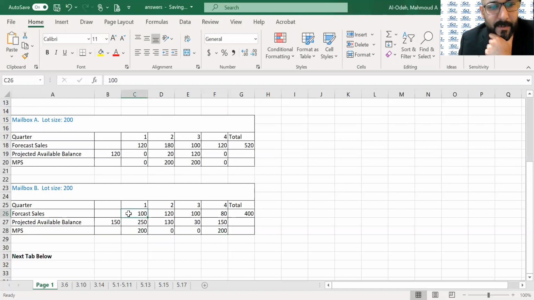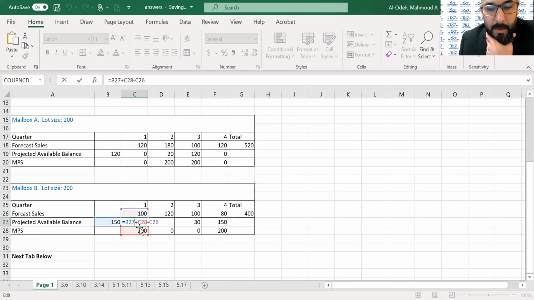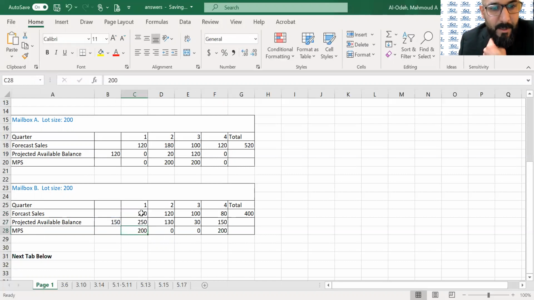Okay, 150, 150. We have 350 total available. So 350, you send 100 to the customer, that will leave you with 250. 250 is enough to provide the demand on period 2. Then that would leave you with 130. No need to issue an MPS. 130 is enough to satisfy the demand on period 3. And therefore, that would leave you, after sending the demand, with 30 units available by the end of quarter 3.